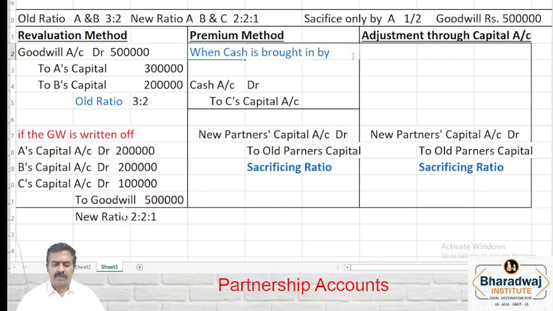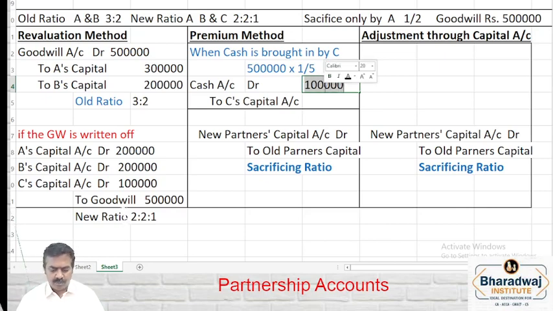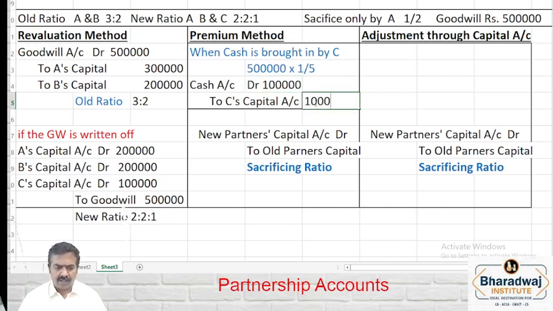When cash is brought in by C, how much will C bring? Will he bring 5 lakhs? 5 lakhs is the total goodwill. What is his share? 5 lakhs into 1 by 5. Only 5 lakhs into 1 by 5 he will bring. So how much cash will he bring? 1 lakh. 5 lakhs is total goodwill. Only his share he will bring. So 1 lakh to whose capital account? C's capital account, 1 lakh.